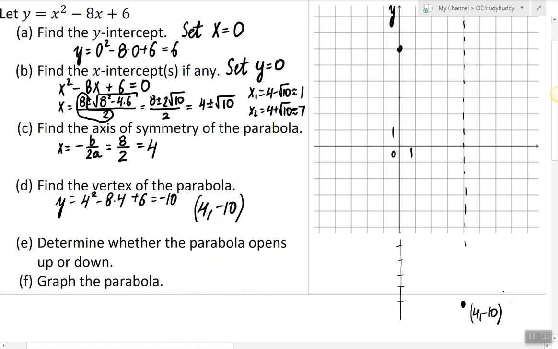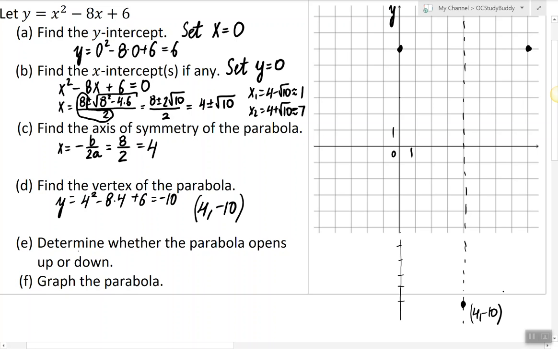Now, notice how the vertex is on the axis of symmetry. Also, we forgot to reflect the y-intercept to the axis of symmetry. So if you know that this is the y-intercept and you know this is the axis of symmetry, we know that there's got to be another point on the other side of the axis of symmetry. So the y-intercept can be reflected.